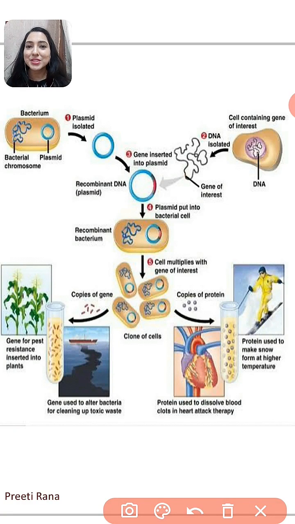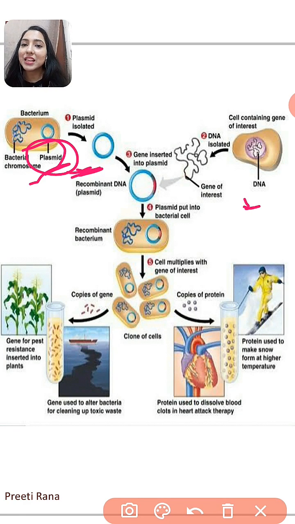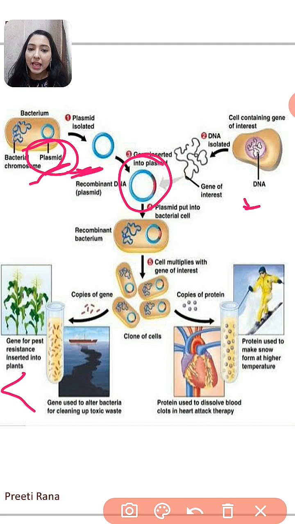This diagram shows the process of biotechnology and its applications in various sectors. This is the bacterial cell having the plasmid, then the plasmid from the cell has been isolated, and this is another cell from which we will take the gene of our interest. Both the plasmid and the gene of our interest have been joined together using the ligase enzyme, and that recombinant DNA has been incorporated back in the bacterial cell, where it multiplies to form its clones. Such copies of genes have been used for the production of pest-resistant plants and for the treatment of toxic waste in the environment, and the proteins formed have been used to dissolve blood clots in heart attack therapy.